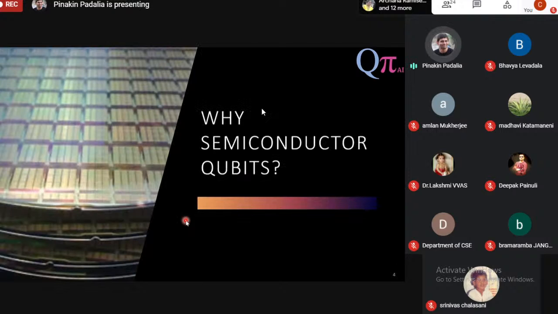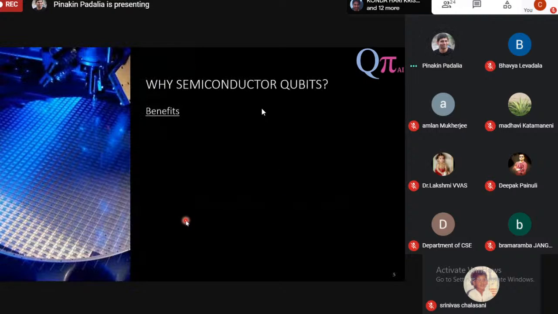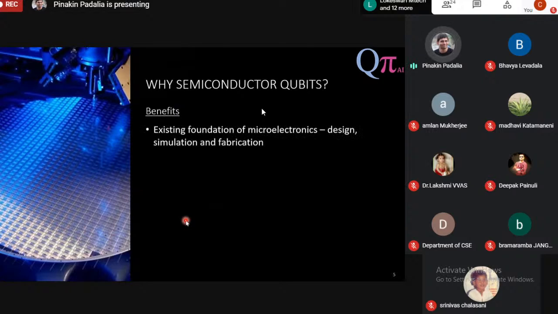So having talked about general quantum systems, two-level systems and the requirement for superposition and entanglement, I'll try to motivate why we look forward to semiconductor qubits in this next session. One of the key things is that we have an existing foundation of microelectronic design, where you can design, simulate, and also fabricate high quality electronic materials. On the left, the typical wafer with multiple of these circuits, and one of these could represent the processor that you use in your laptops.